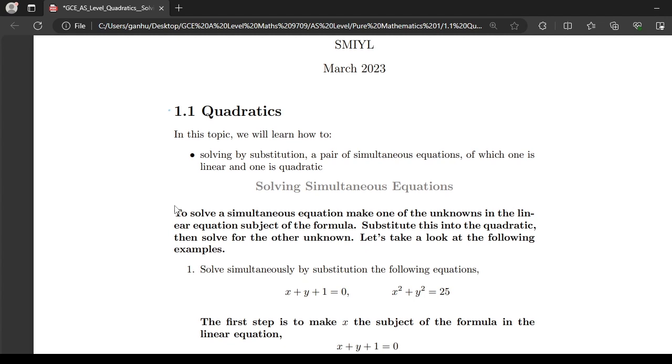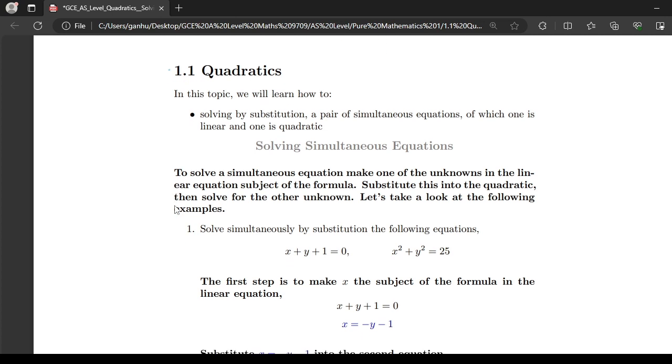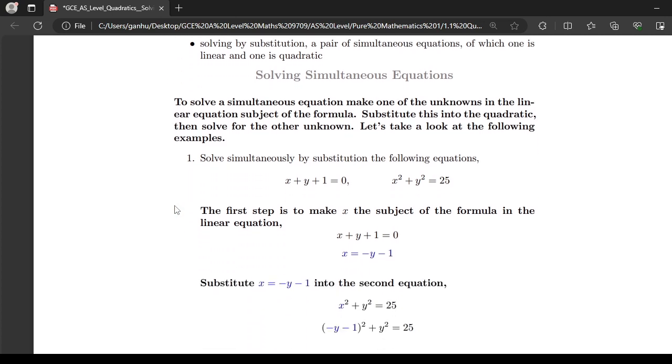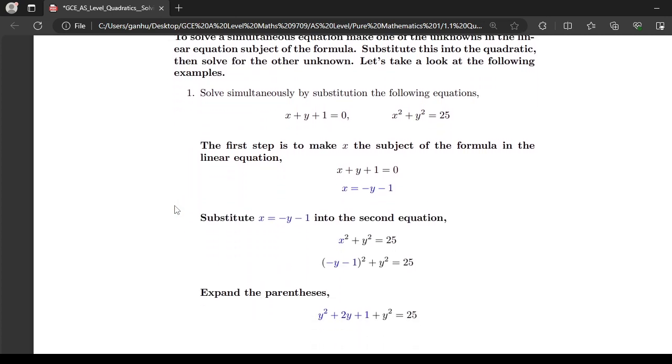So in this video, we'll be looking at simultaneous equations. The syllabus point that we're focusing on states that we should be able to solve by substitution a pair of simultaneous equations, of which one is linear and one is quadratic. So to learn about simultaneous equations, we will use two examples.